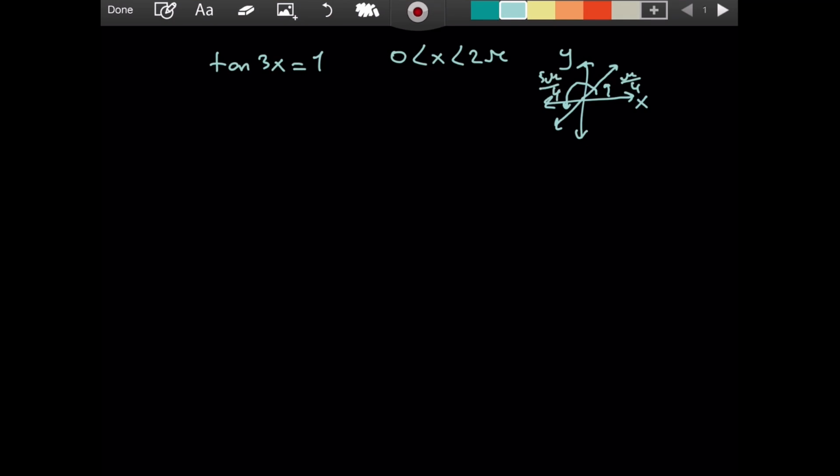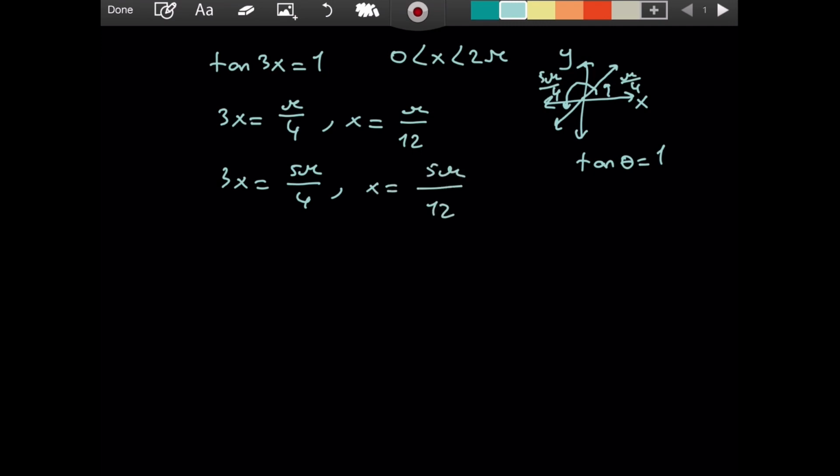Now I'm just using the fact that tangent theta equals 1. So for our theta, 3x should equal pi over 4, so x is equal to pi over 12, or we can say 3x is equal to 5 pi over 4, so x is 5 pi over 12. And you might say these are the results, and you wouldn't be wrong to say that these are solutions.